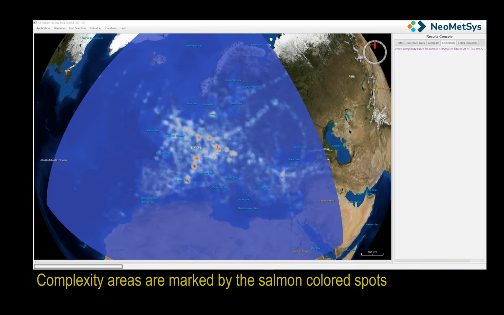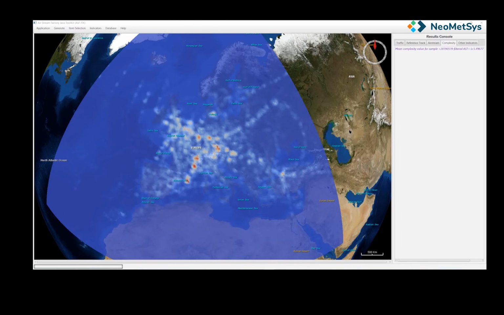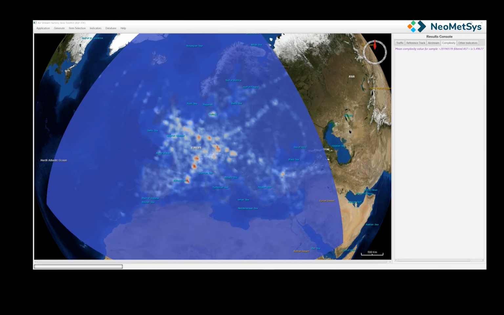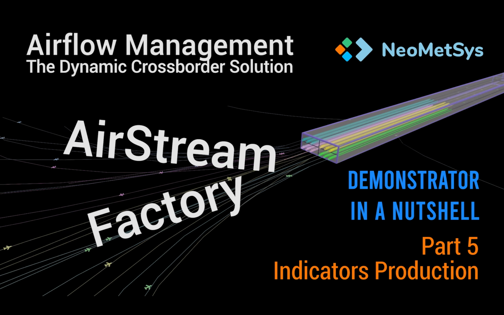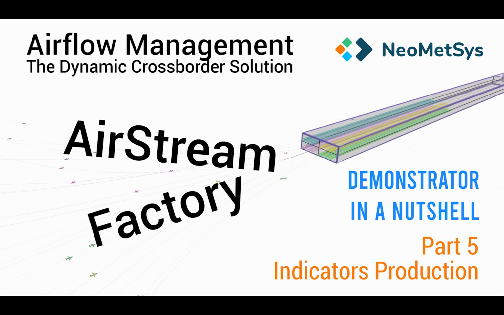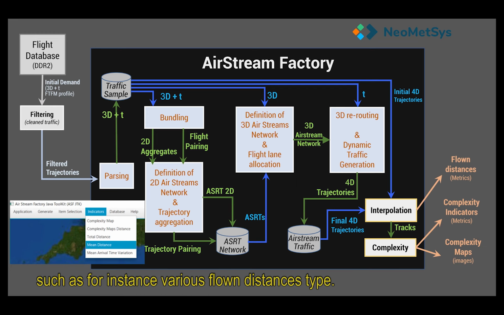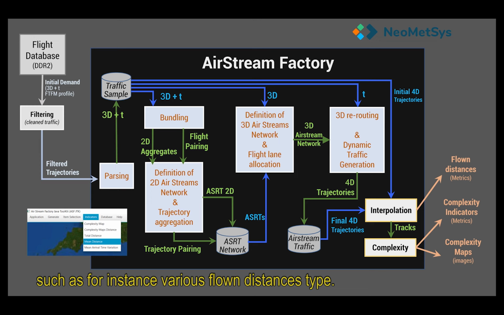Complexity areas are marked by the salmon spots. The darker the spot, the higher the complexity. An indicator representing the mean complexity over the studied area is also calculated. It allows comparing different traffic and identifying the one with a lower level of complexity. Other metrics can also be computed, such as, for instance, various flown distance types.